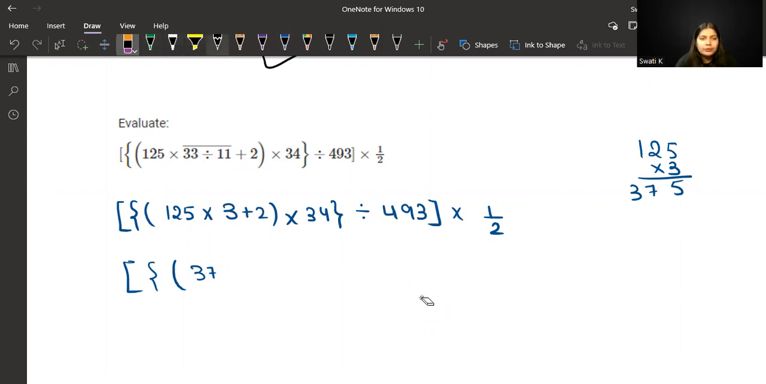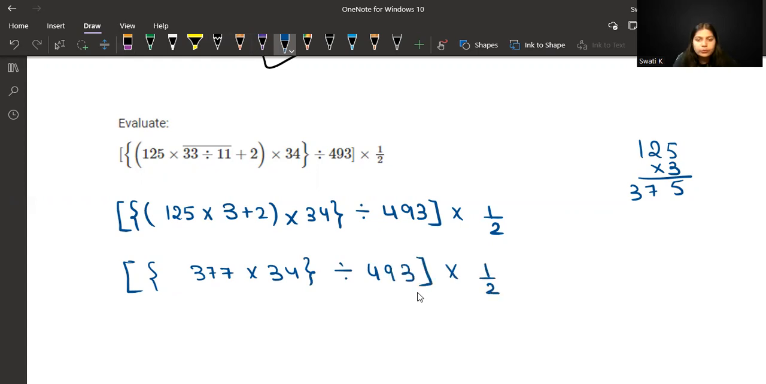So that much I can write down because now you have also understood how I'm doing it. So it is 377 times 34. Oh, this is difficult. So it is 377 and then times 34 and then divided by 493. Here, now the smaller bracket is done. So you just need to put the curly braces and then divided by 493 and then times 1 upon 2. Now, of course, you have to do this part first.